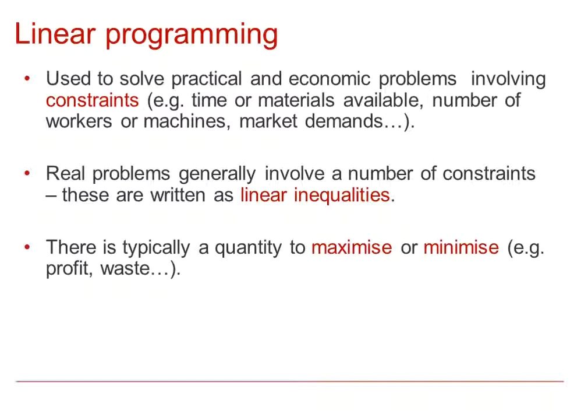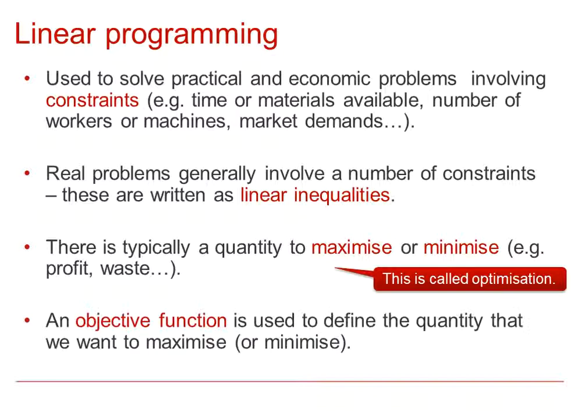There is typically a quantity that we are trying to maximize or minimize, and this is called our objective function. For example, profit or waste we might want to minimize. And in doing so, this is called optimization. This objective function is used to define the quantity that we want to maximize or, in some cases, minimize.